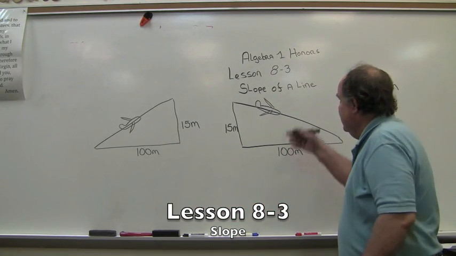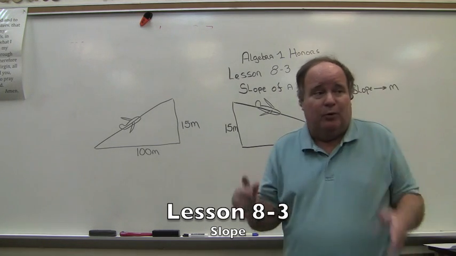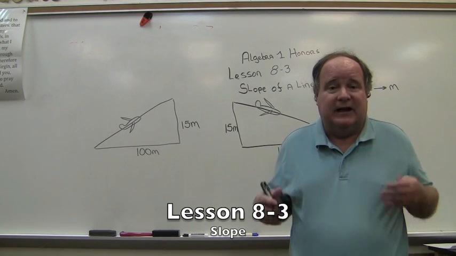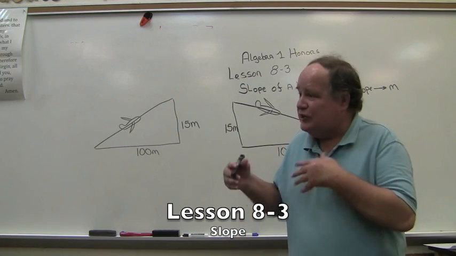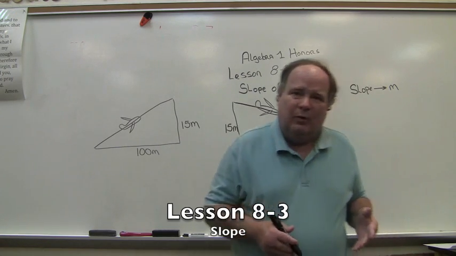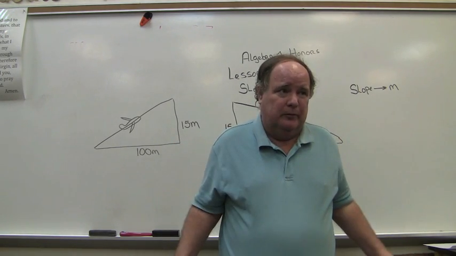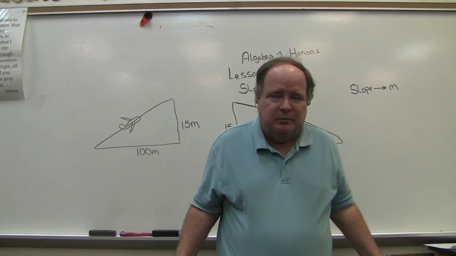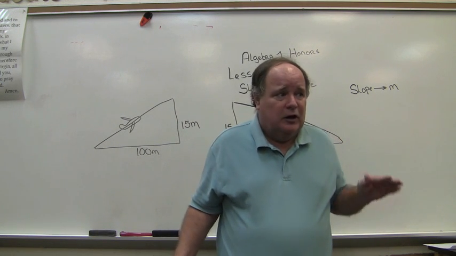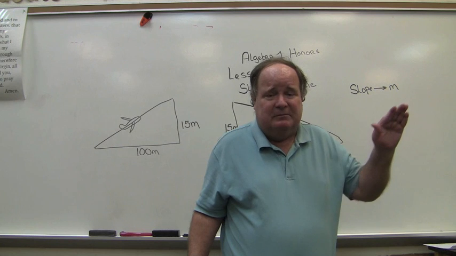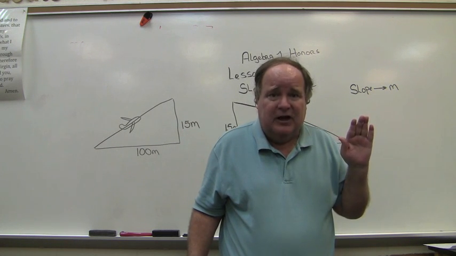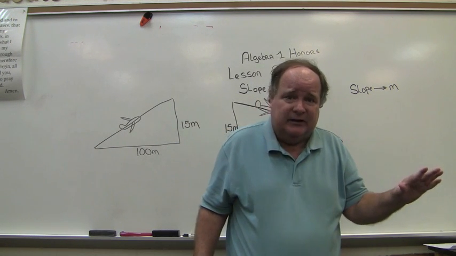This is lesson 8-3. It's a very important lesson because it's a lesson on slope. Before we start, what exactly is a slope? Basically, a slope is the steepness or lack of steepness that a hill or an incline has.